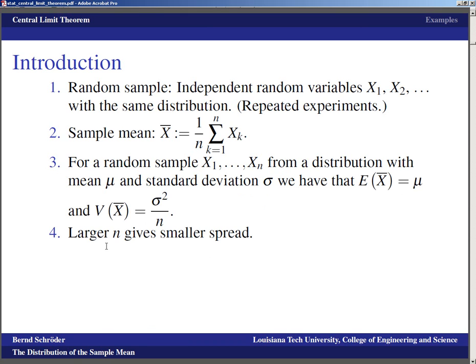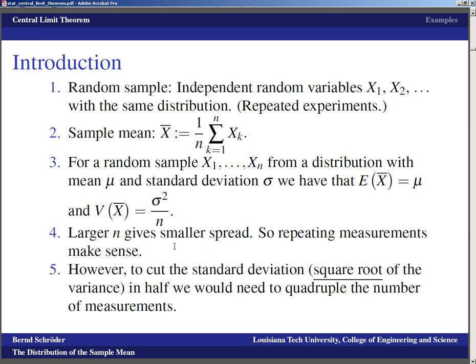Basically that means that a larger n will give us a smaller spread. That is the reason why it makes sense to repeat measurements. But it's still a challenge, because in order to cut the standard deviation, which is the square root of the variance, in half, well, we take the square root here, so the standard deviation of x bar is sigma over square root n. So in order to get a denominator 2, we would need n equals 4, right? Because the square root of 4 is 2. So to cut the standard deviation of x bar in half, we would need to quadruple the number of measurements.